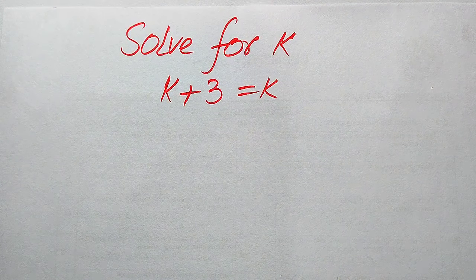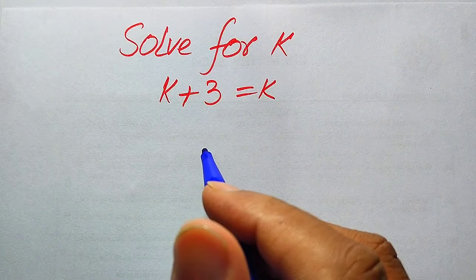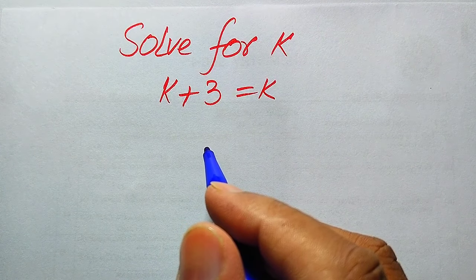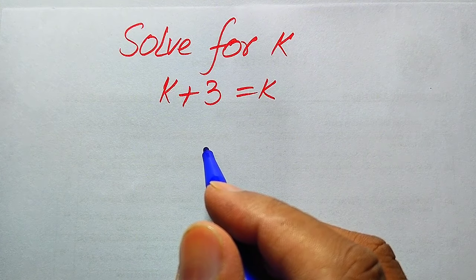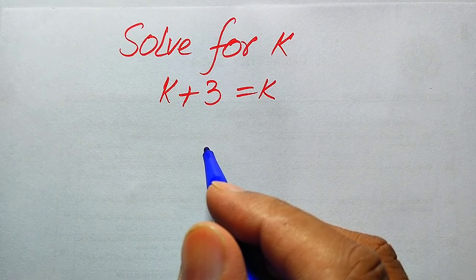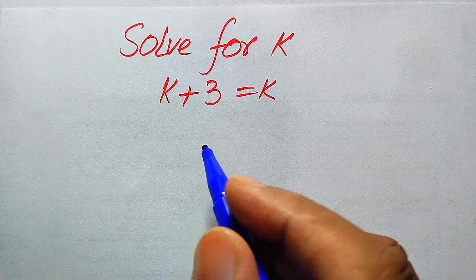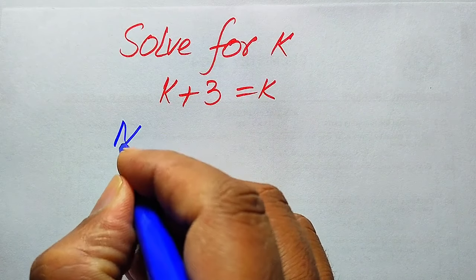So here we have √(k + 3) = k, and we solve this problem for all the values of k. First we need to find all the roots of this equation, and at the end we will verify which of the roots are solutions and which of the roots are extraneous roots. Further, we solve this problem by two methods.